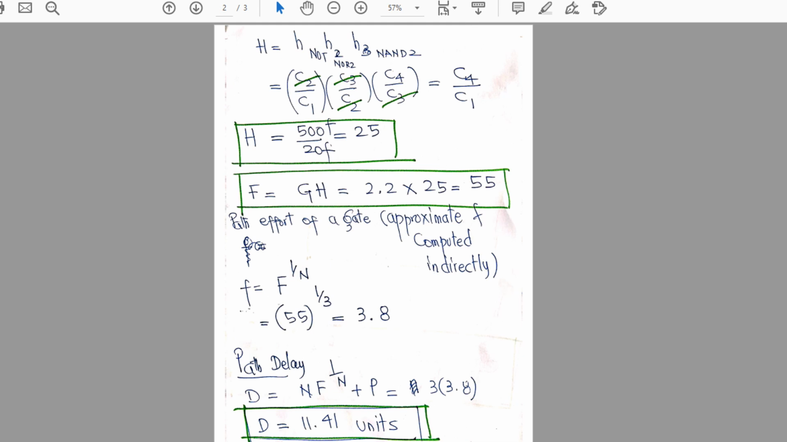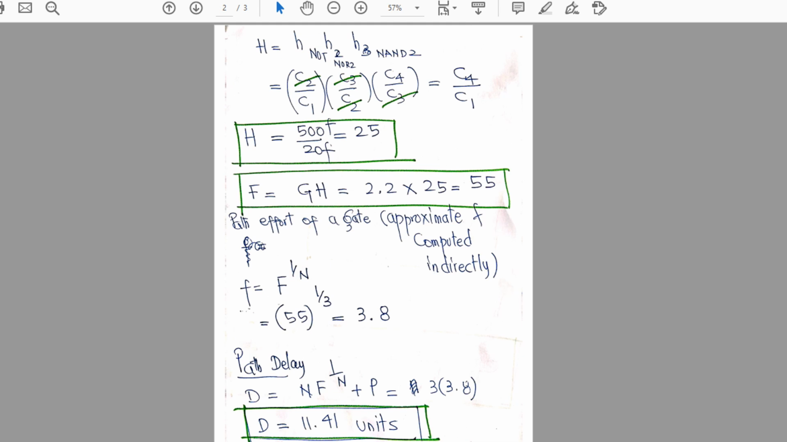Right, the electrical effort of the path is the product of individual electrical efforts, and there are some terms that cancel, and we finally are left with the capacitance in numerator, that is the load capacitance of the final gate divided by the input capacitance of the first gate. The path effort is computed as the product of logical effort of the chain and the electrical effort of the chain. And the path effort of an individual gate is computed indirectly using capital F, the path effort of the chain, by computing F to the 1 over n, where n is the number of gates.